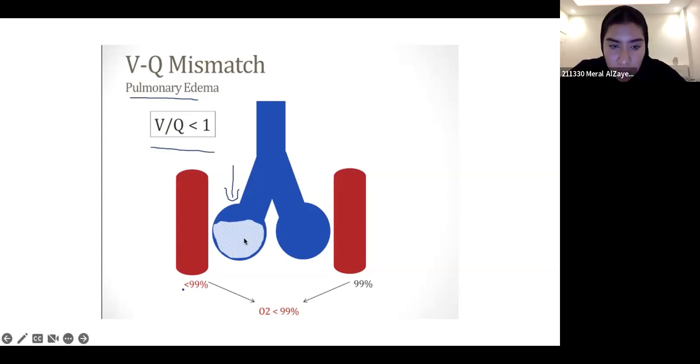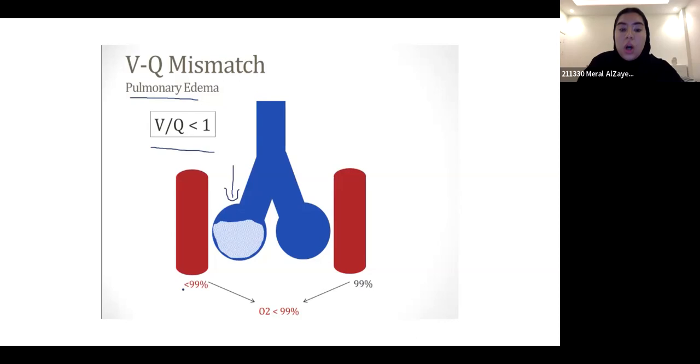You see here, this is blood. This is liquid accumulation in the alveolus. What will happen if we have liquid accumulation in the alveolus, also known as pulmonary edema? We will have less ventilation. This alveolus won't be able to ventilate properly, obviously, because the fluid is obstructing that. So when we have less ventilation, what does this mean? Our VQ ratio will be less than 1. Is that clear so far?